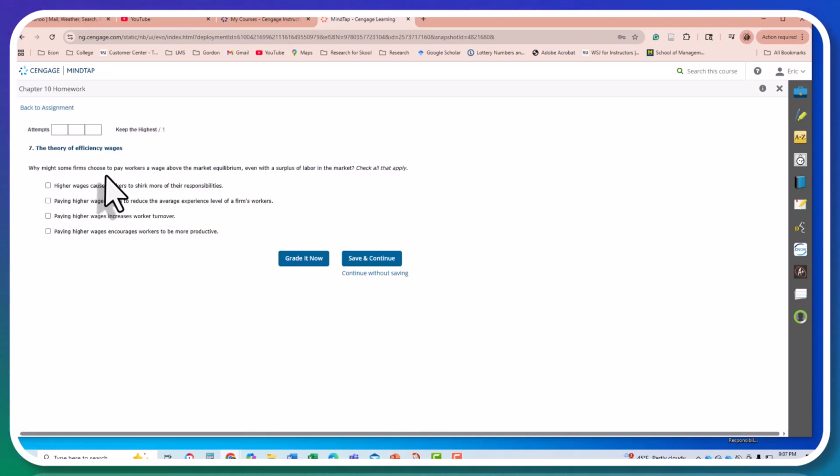Why might some firms choose to pay workers a wage above market equilibrium, even if the supply of labor in the market, check all that apply? This one immediately sticks out, reduces turnover. If you're paying $15 an hour and everyone else is getting 11 or 12, you're not going to have that much turnover, or you should be less than the industry average. Higher wages encourage workers to be more productive. And you look in your textbook, that is one of the things that it states about that.